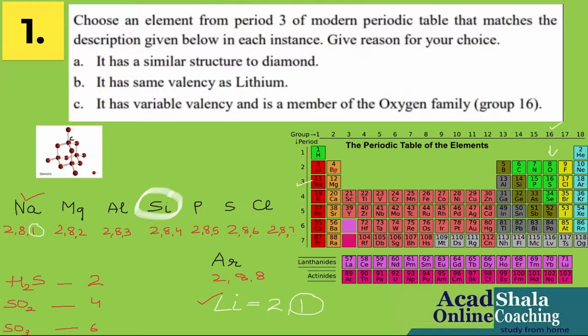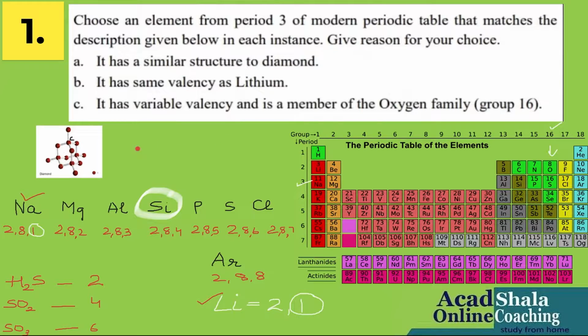If you see the modern periodic table, it will come to your mind that period 3 was nothing but sodium, magnesium, aluminium, silicon, phosphorus, sulfur, and so on. Yes or no, children? So now, they have told us to choose an element from period 3 that matches the description, and they have given us the description, that is the A part first. It has a similar structure to diamond.